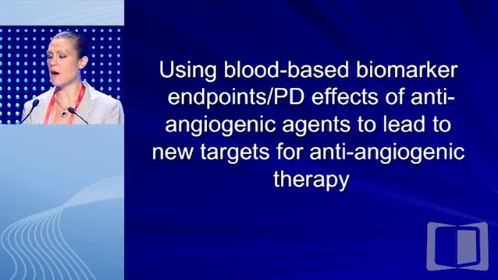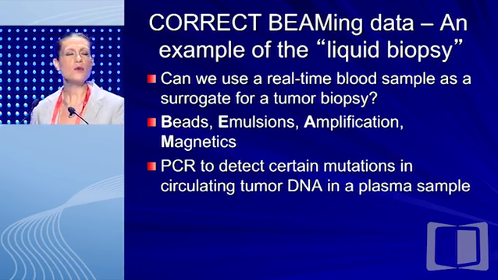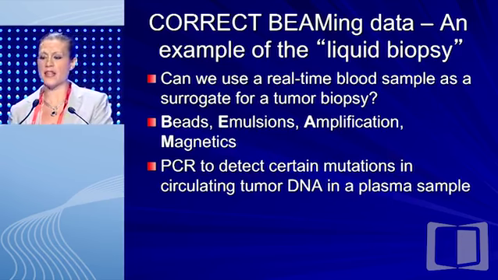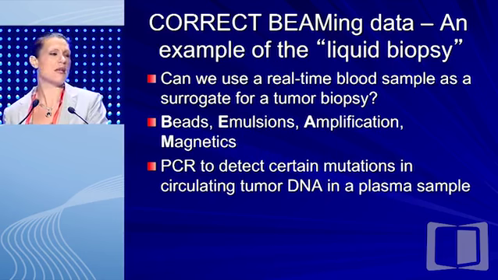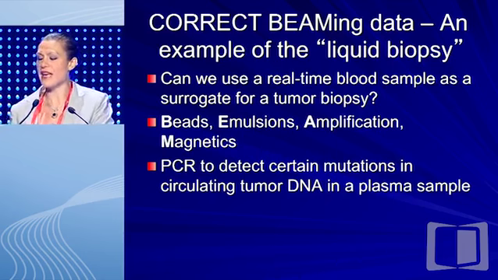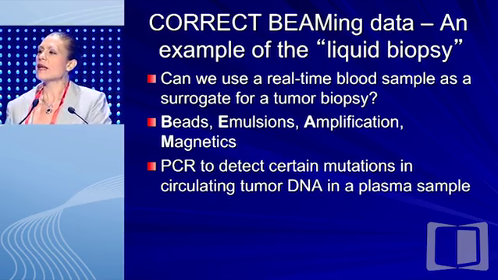What about blood-based biomarkers? So we've seen most of this data through the anti-angiogenic therapies. And so this was data that was presented at GI ASCO as well as ASCO this past year, looking at BEAMing. BEAMing standing for beads, emulsions, amplification, and magnetics. And so can we use a blood-based sample to replicate an actual tumor biopsy? And so what this does is you take a plasma sample and you take circulating tumor DNA out of the plasma sample and use PCR to actually detect certain mutations.